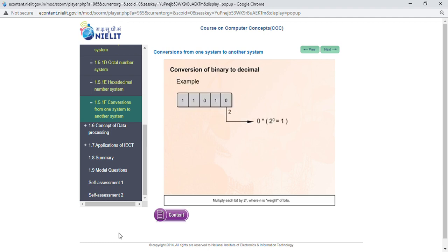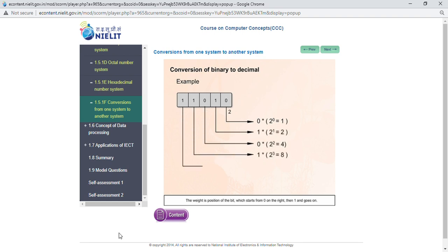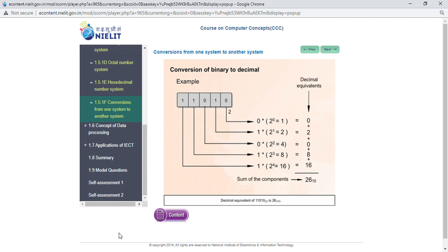Conversion of binary to decimal. Multiply each bit by 2 power n, where n is the weight of the bit. The weight is the position of the bit, which starts from 0 on the right, then 1 and goes on. Add the results. Decimal equivalent of 11010 base 2 is 26 base 10.